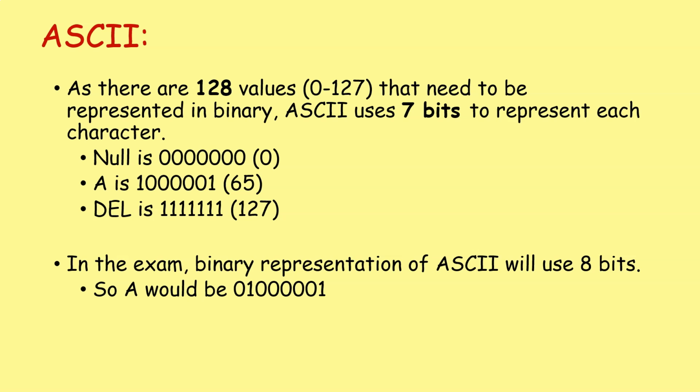A, as we've seen already, is value 65. In binary, that's 1 and then 0, 0, 0, 0, 0, 1. And the final value, the delete, is just 7 ones. And that comes to 127, the final value that can be represented using 7 bits.